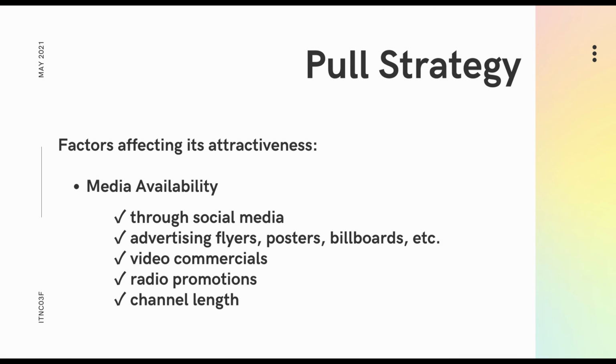Now, let us tackle the factors that determine the relative attractiveness of pull strategies. The three factors affecting its attractiveness are media availability, product type and consumer sophistication, and the channel length. So, media availability in pull strategy relies on access to advertising media. This can be done through social media, advertising flyers, posters, billboards, video commercials, and radio promotions.